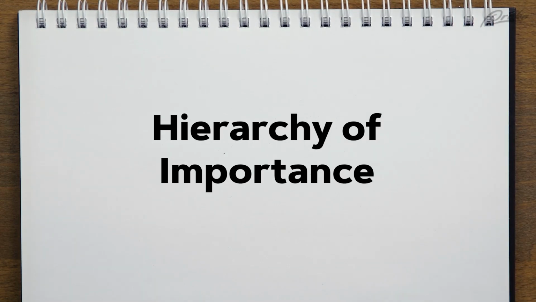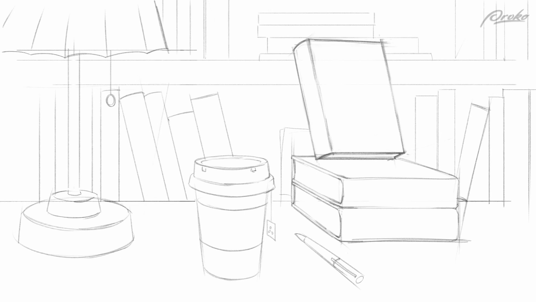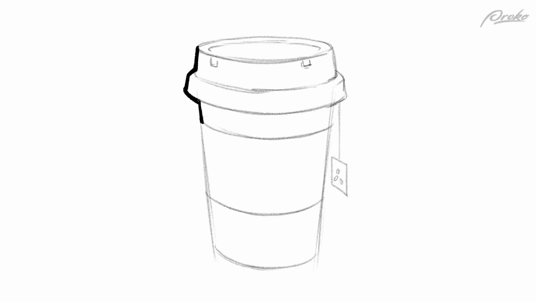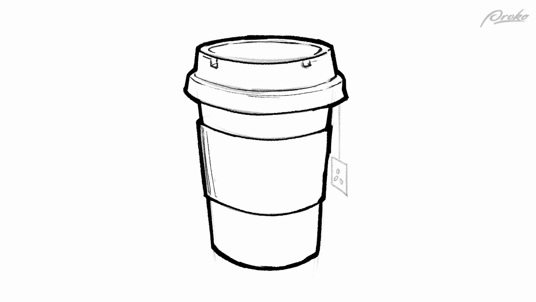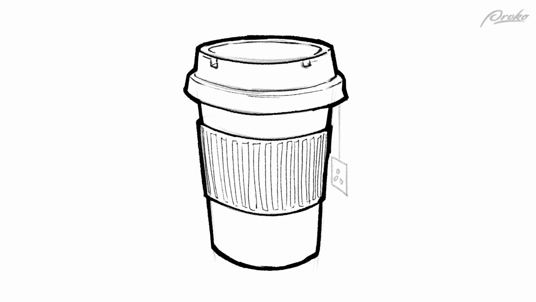Hierarchy of importance. Our main focus with line weight in the next few lessons is going to be organizing elements in our drawings and conveying the importance of those elements. This is a compositional way of thinking about it. A heavy contour line around something emphasizes the shape of that thing. The details within become subordinate. Heavy on the outside, medium on the inside, and the lightest lines for the smallest details.